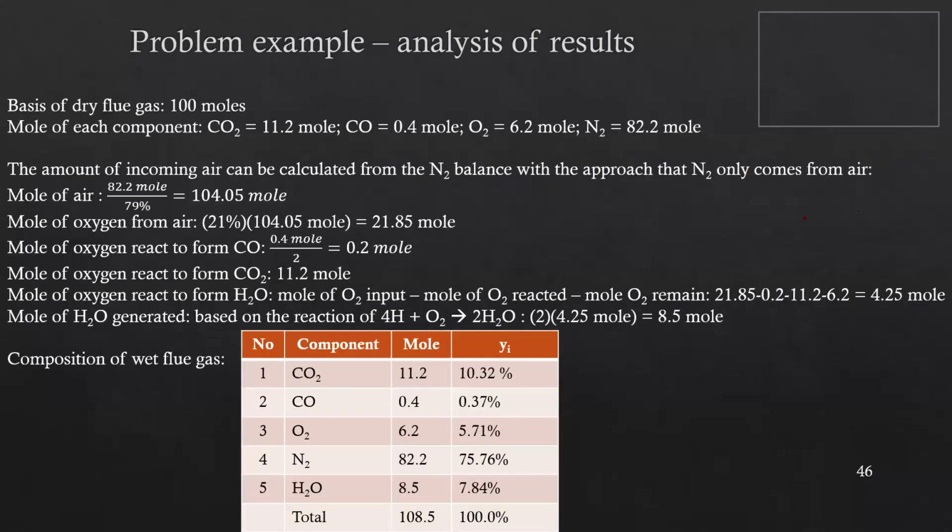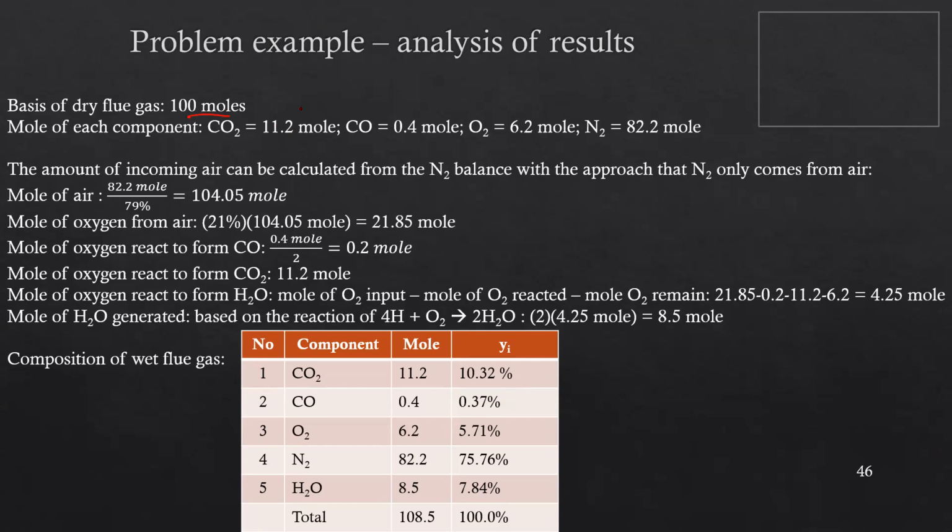The first thing we need to do is define the basis. The basis of the dry flue gas, we define as 100 moles. So we can calculate the moles of each component based on the percentages given in the problem: CO2 is 11.2%, so 11.2% multiplied by 100, same with the other gases: CO 0.4%, oxygen 6.2%, and nitrogen 82.2%.